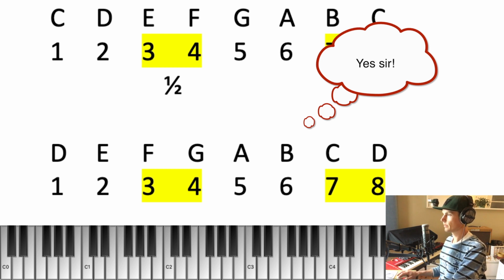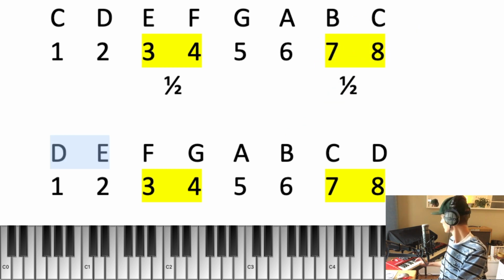Good, let's check it. So between D and E, that's a whole step, that's good. Between E and F, now we have a half step, which is not good. So we need to make the F sharp. Or in other words, we need to raise that F. Now between F sharp and G, we should have a half step. And we do have a half step.